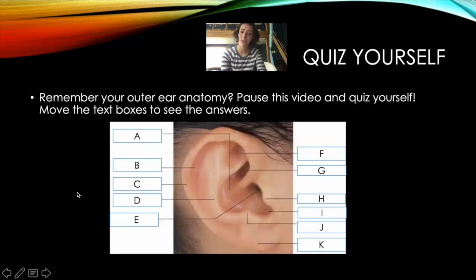First, if you want to quiz yourself, go ahead. You can pause the video. In the PowerPoint I posted, you can move these text boxes around and see what anatomical structures are underneath and check yourself, see if you remember.